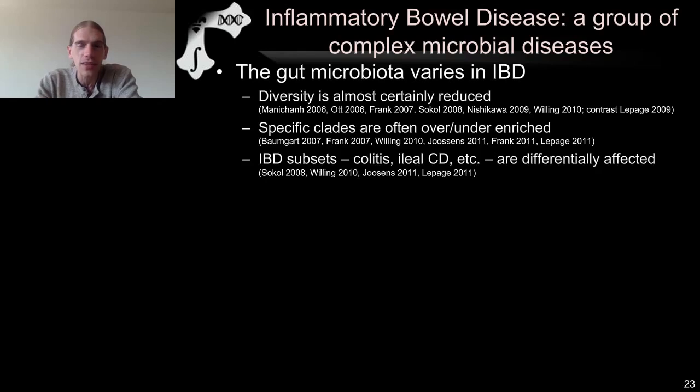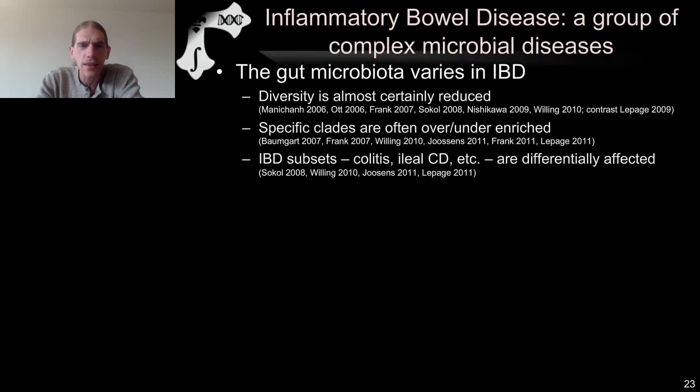more and more precise observation of which microbes were enriched or depleted during the disease, and how these varied among patient subsets, particularly between the two major subsets of inflammatory bowel disease, Crohn's disease, which you'll see referred to as CD here, or ulcerative colitis, which you'll see abbreviated as UC.